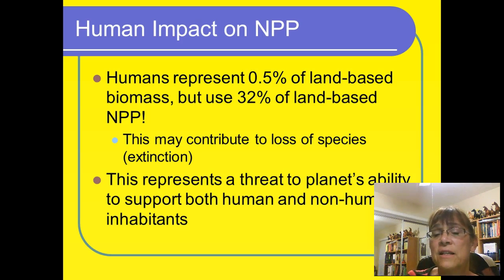Could this lead to species loss? Could it lead to extinction of species? Absolutely. If they have no habitat, some of them are going to die. There's got to be habitat.